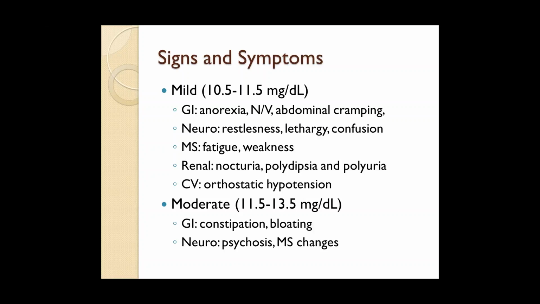Signs and symptoms of hypercalcemia of malignancy will depend on the severity or degree of hypercalcemia. For example, patients who have mild hypercalcemia or a calcium level of 10.5 to 11.5 milligrams per deciliter may report vague symptoms such as anorexia, nausea, vomiting, or abdominal cramping. They may be restless, lethargic, or confused. They may report muscle fatigue or weakness. They may report an increase in nighttime urination, excessive thirst, or excessive urination. And on physical exam, you may note that they're orthostatic.